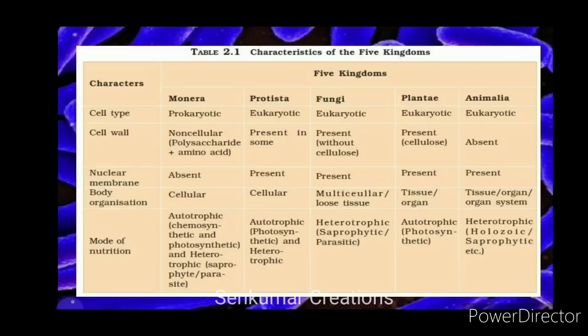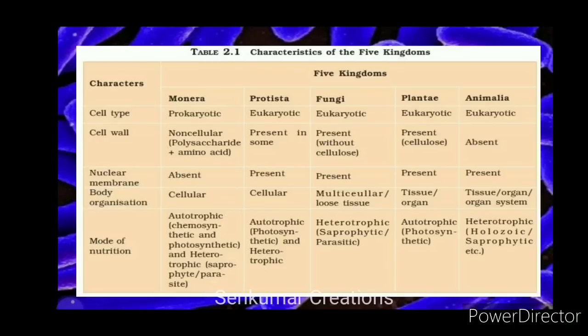Nuclear membrane. Okay, next. So Monerans have no nucleus, so the nuclear membrane is absent. The other four are eukaryotes, nucleus present, so the nuclear membrane is present. Fungi present, Plantae present, Animalia present. Body organization: Monerans are all cellular, unicellular organisms, so we can say, and from Fungi onwards we can see multicellular, with loose tissue found in the Fungi. And then you can see in Plantae tissue, organ, organ system. And in Animalia you can see tissue, organ, organ system, then organism.